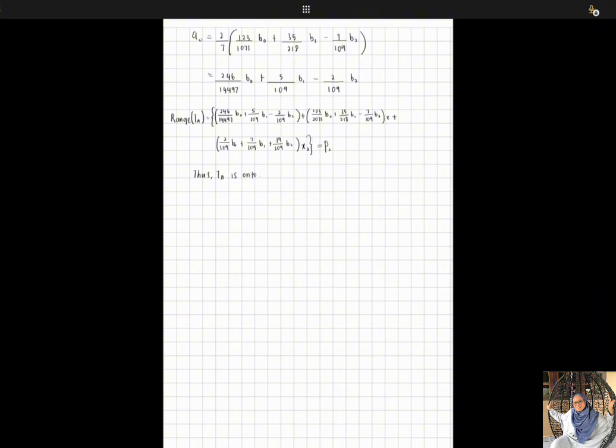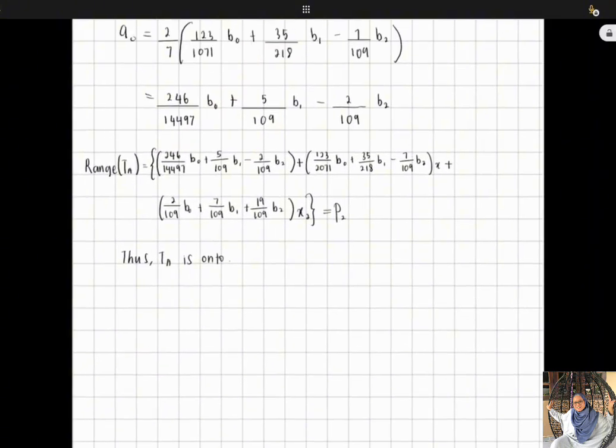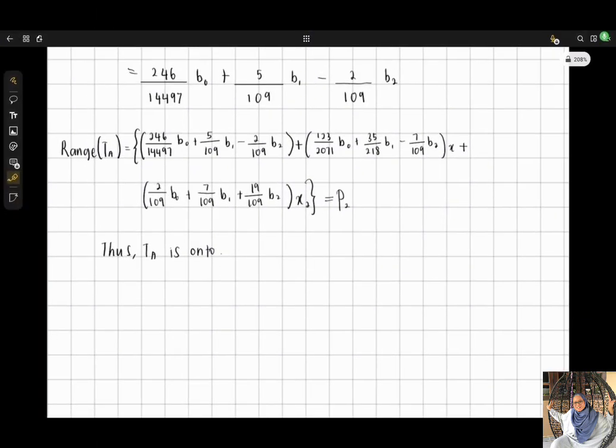Next, we have 246 over 14497 B0 plus 5 over 109 B1 minus 2 over 109 B2 for A0. So we found that finally we get the range of TA in terms of B, B0, B1, and B2, and we change it into the form of polynomial, and we found that the range of TA is equal to P2. Thus, this shows that transformation TA is onto.